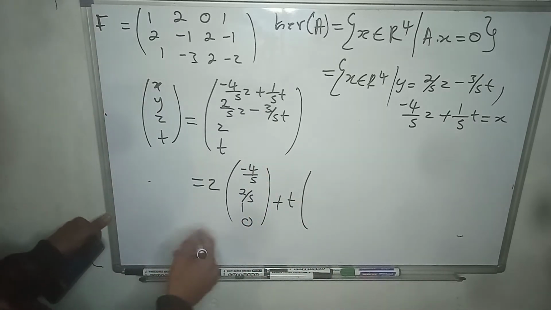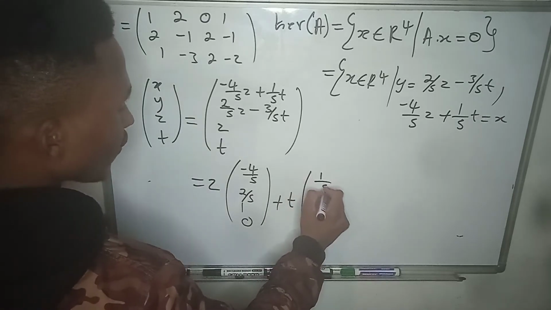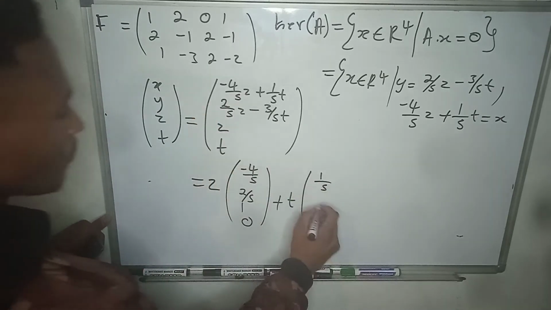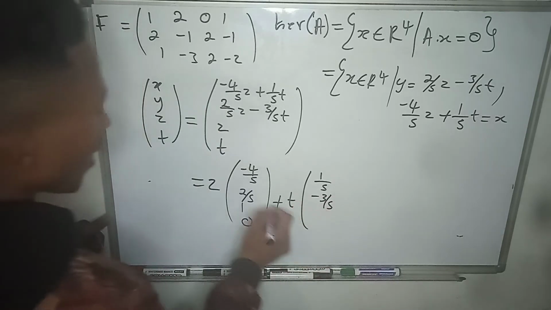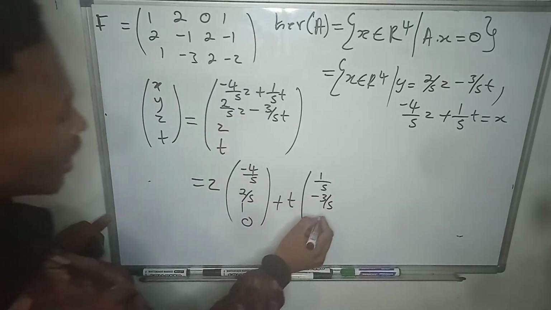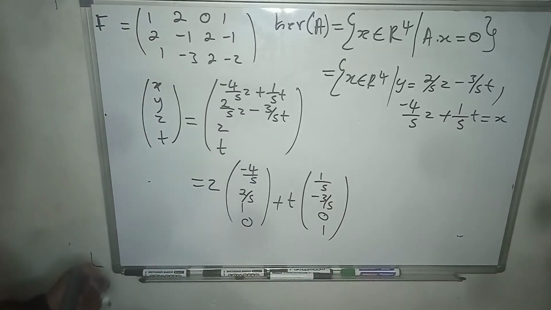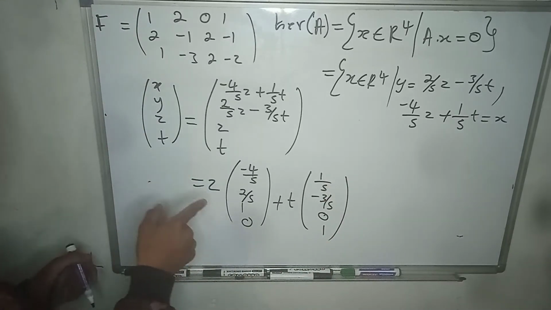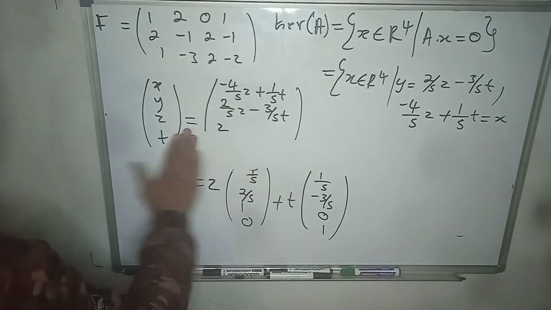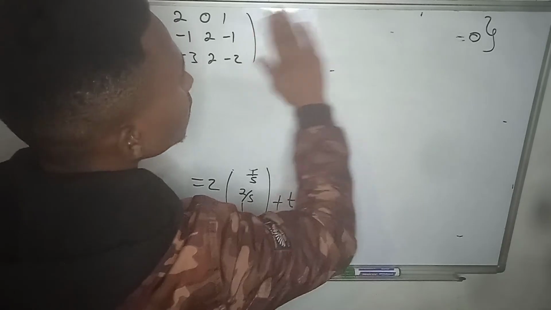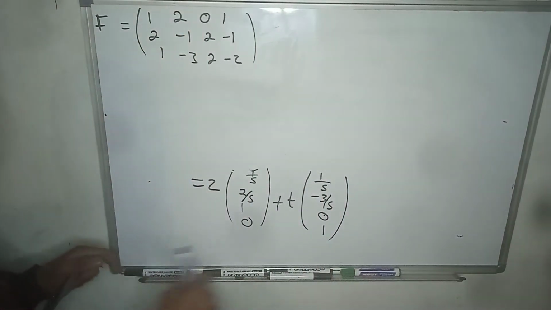What is the coefficient of my t? It's 1 over 5. And this remains 0 because it's fixed. This one will be minus 3 over 5. This is 0 because it's fixed. And this one is 0. This one is 1. So this is what we are having. So let me erase this part.